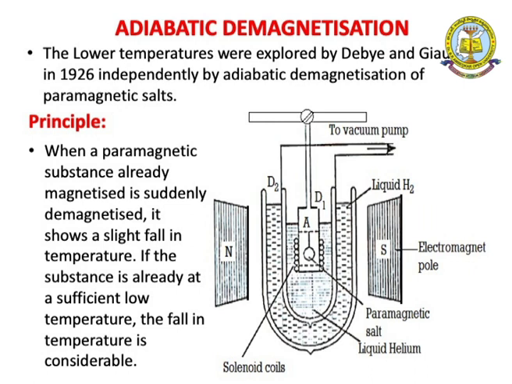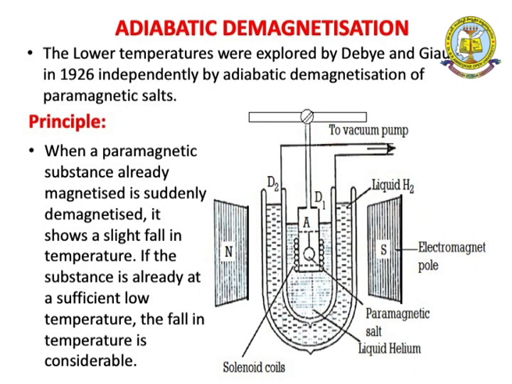The figure indicates a paramagnetic salt. Gadolinium sulfate is chosen in this experiment. Here solenoid coils are there. D1 is one Dewar flask, D2 is another Dewar flask, and it is surrounded by strong electromagnetic poles, a north and south pole.